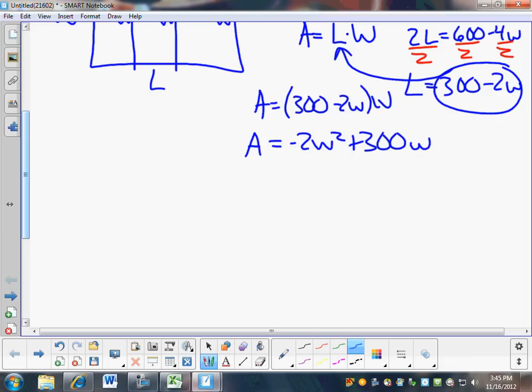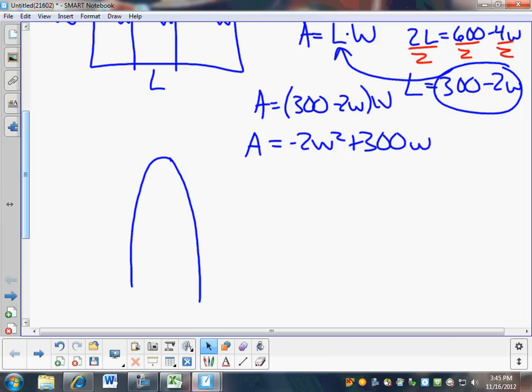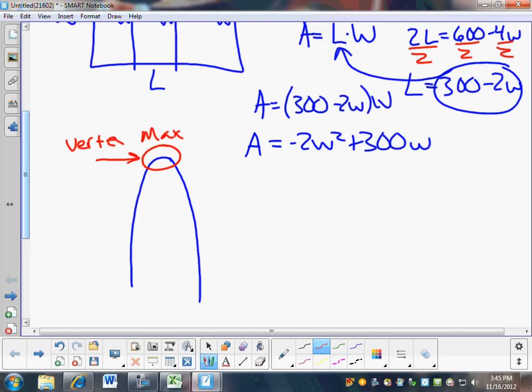If you think about it, that's a parabola that goes down, and we have what is referred to as a maximum value. That happens at the vertex. How do we find the vertex of something like this? Negative b divided by 2a. Negative 300 divided by negative 4 is 75. So 75 is the location.